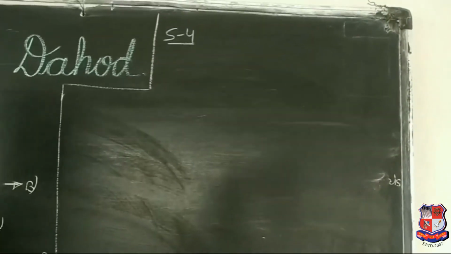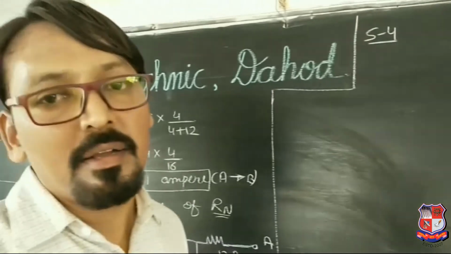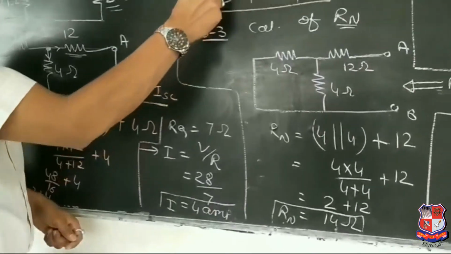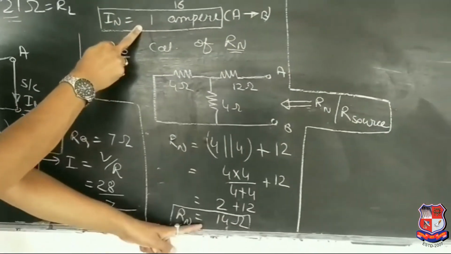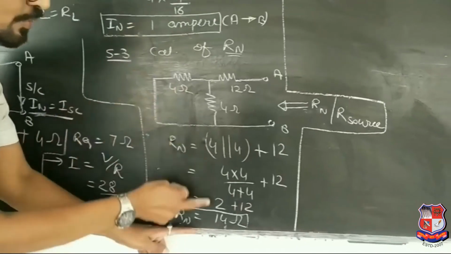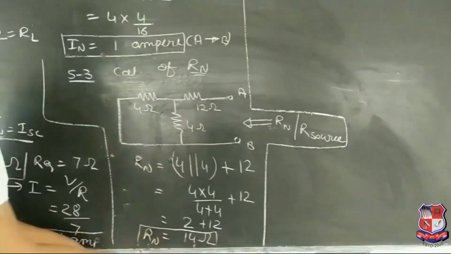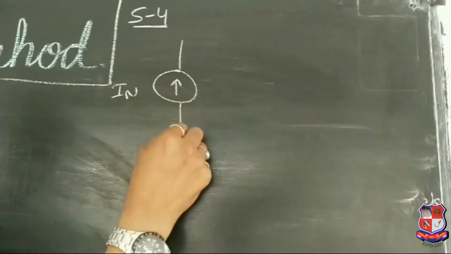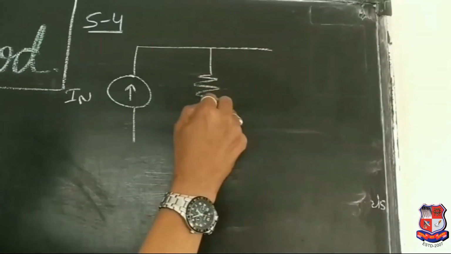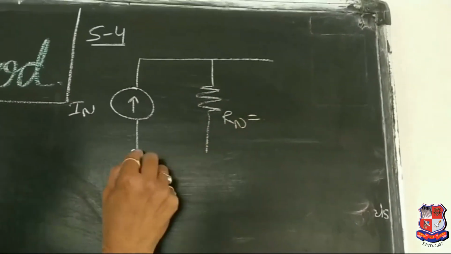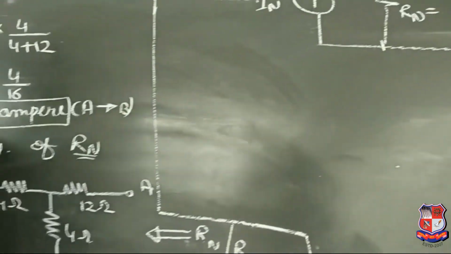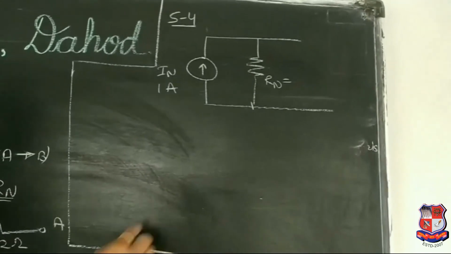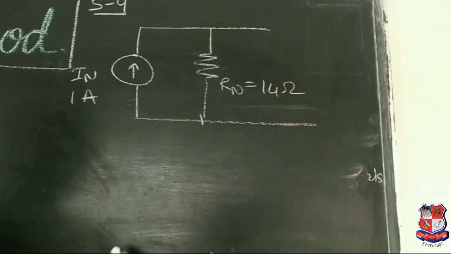In this step, we have to draw the Norton equivalent diagram. To draw it, we need Norton current and Norton resistance. As per the Norton statement, these two elements are connected in parallel, like this. I Norton, and with this current source, the R Norton is represented in parallel. Now what is I Norton? 1 ampere. What is the R Norton? That is 14 ohm. So it is 14 ohm.